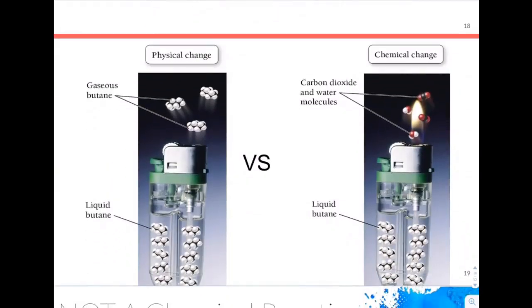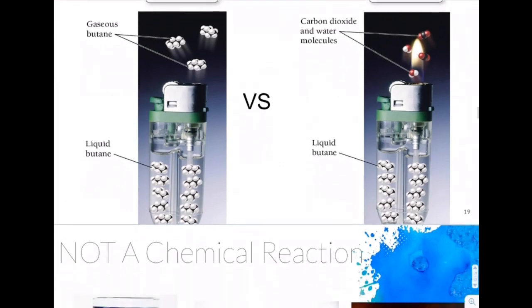So here's another couple of examples. If you were to let liquid butane turn into a gas by just opening the lighter here, we'd have a physical change. Butane in the beginning, butane in the end. But if you were to actually strike the flint, you've had butane in the beginning, and then you have carbon dioxide and water molecules in the end. Also, you're giving off lots of heat, which is another indicator of a chemical change.